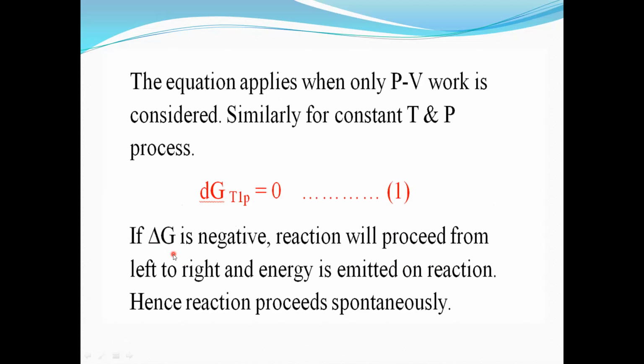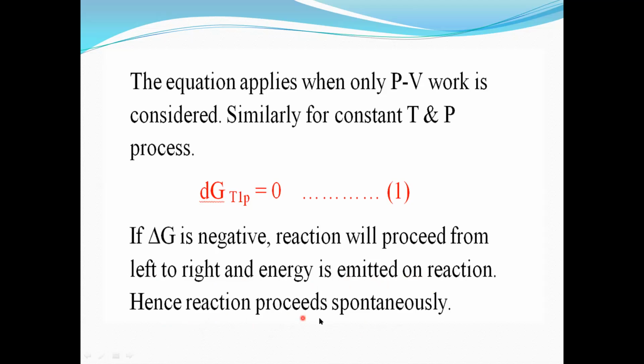यानी अगर डेल्टा जी की वैल्यू नेगेटिव होती है तो क्या होगा, रिएक्शन कहाँ होगी? Reaction will proceed from left to right and energy is emitted on reaction. Remember that is very important, that is when the value of delta G is negative, the reaction will proceed from left to right and energy is emitted on reaction and hence reaction proceeds spontaneously.